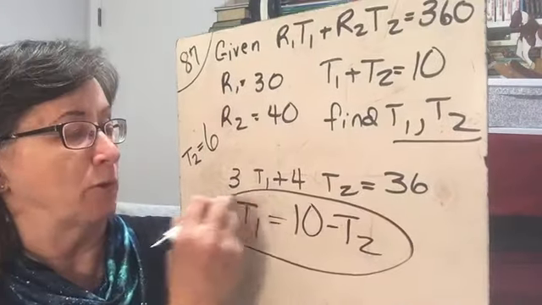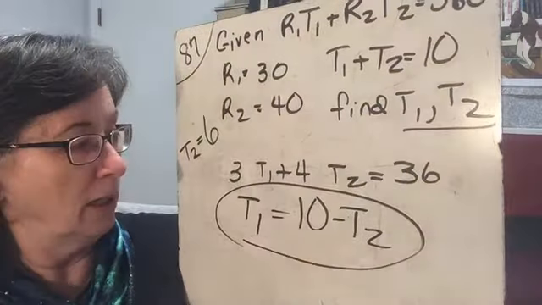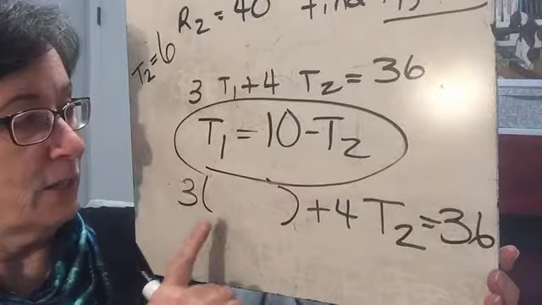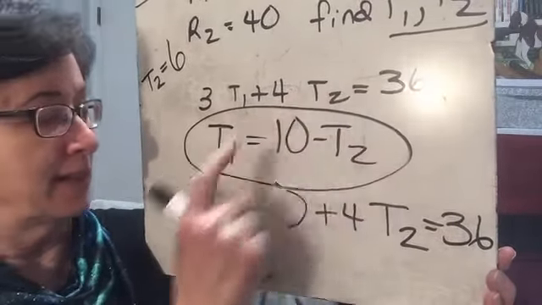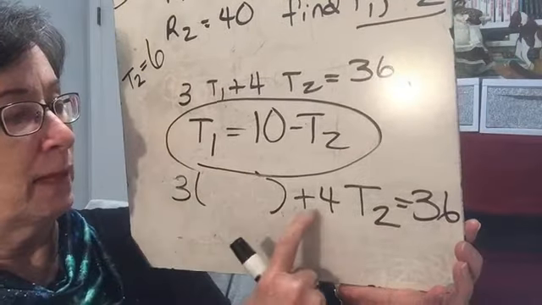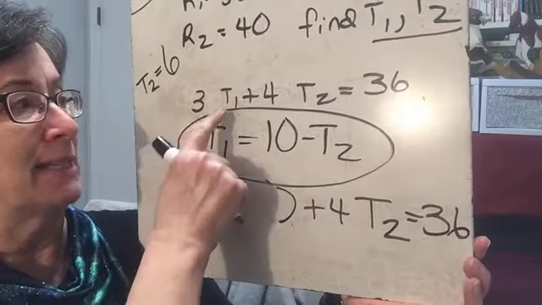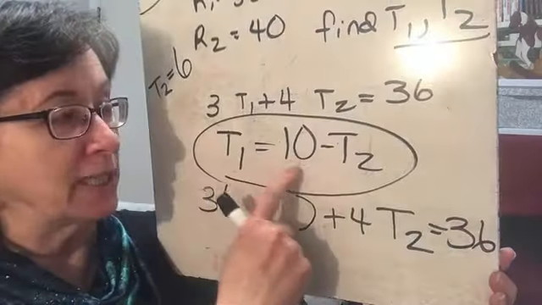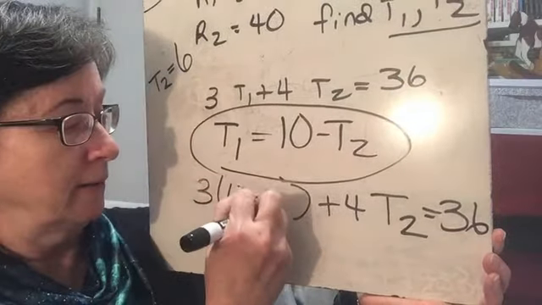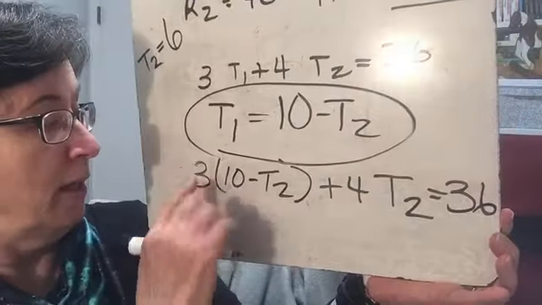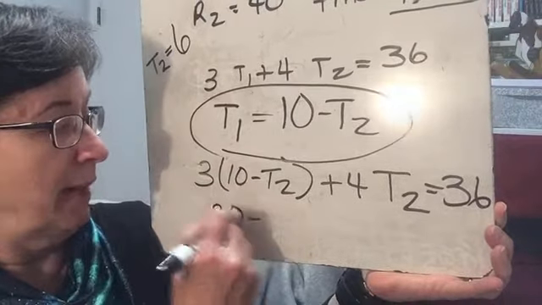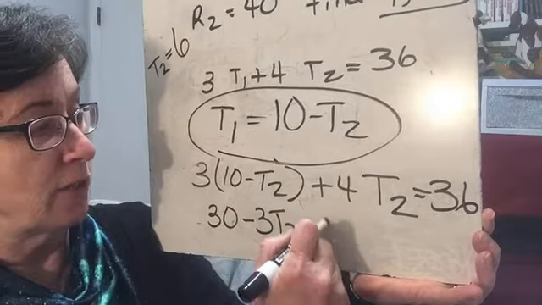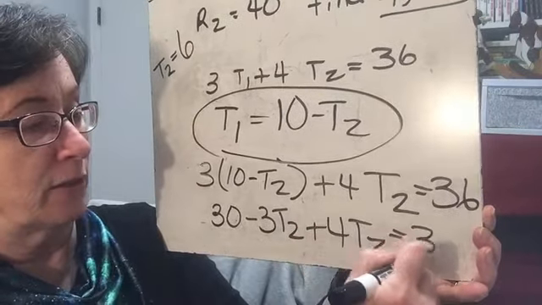So I have a substitution equation here to go into this one. Now I'm going to slide this one into here. So here I have written the skeleton of this equation: 3T1 plus 4T2 is 36. But now instead of T1, I'm going to slide in the substitution for T1, which is 10 minus T2. So here we go. 3 times 10 is 30, minus 3 times T2 is 3T sub 2, plus 4T2 is 36.